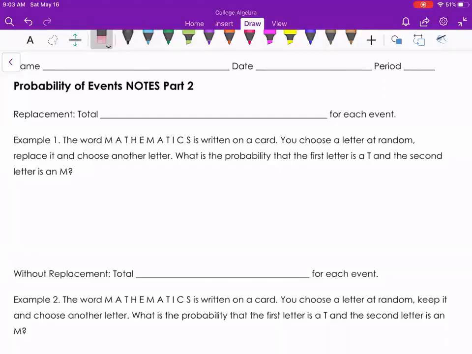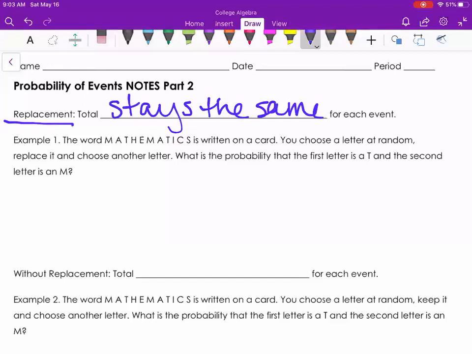We are looking at part 2 of our probability of events. Last week we looked at drawing out an object and then replacing it and then finding the probability of picking something else. That's just a little review of last week. If we're dealing with replacement, this meant the total stays the same, or doesn't change for each event.